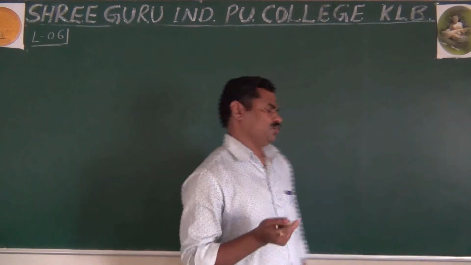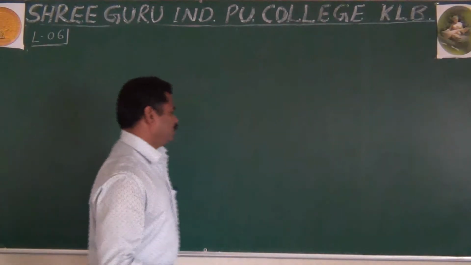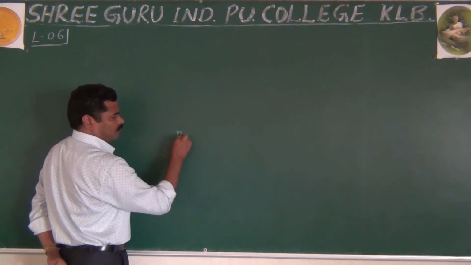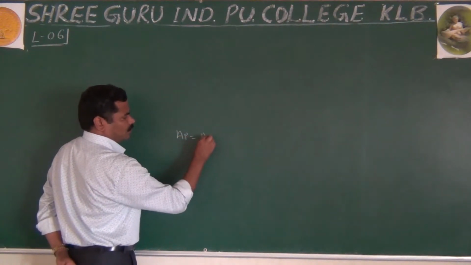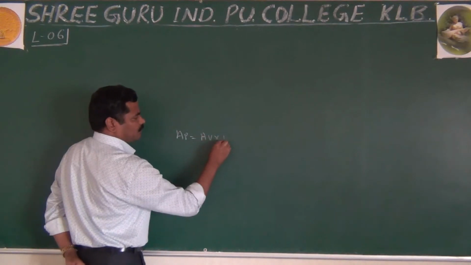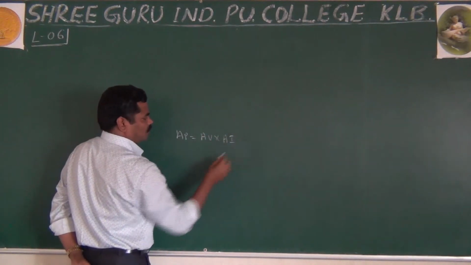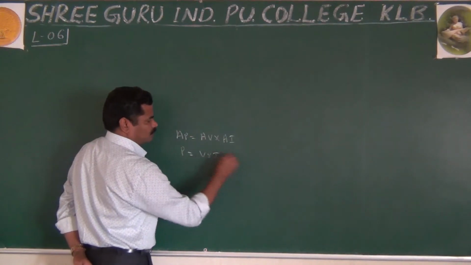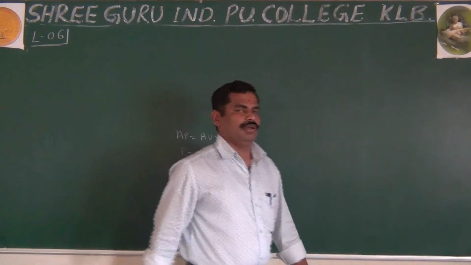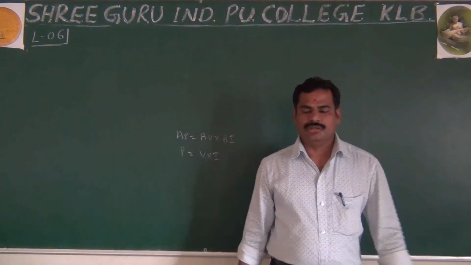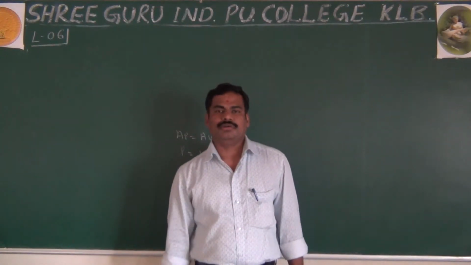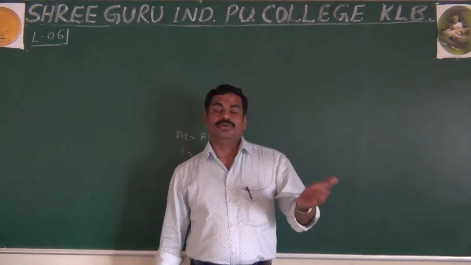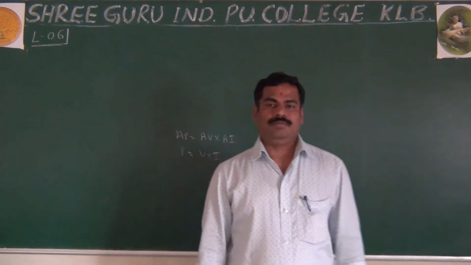Also, as I said yesterday, the power gain is AP equal to AV into AI, because as we know, P is equal to V into I. For power gain, it is a multiplication of the voltage gain and the current gain.